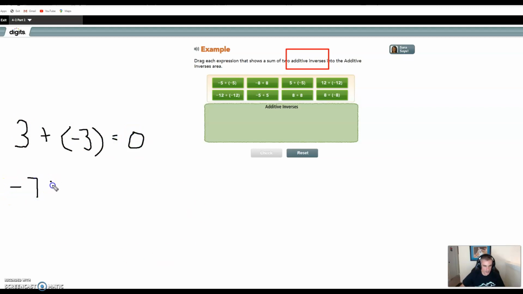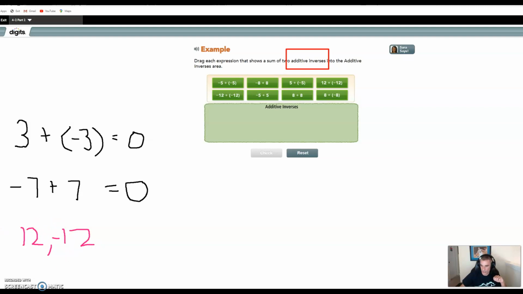Negative 7 plus 7. Right? If I take away $7 from you, but then I give 7 back, I have no dollars. Right? So I think you can see what's happening here. We're just talking about the positive and negative version of a number. So you might see it like this. You might say, hey, 12 and negative 12 are additive inverses.